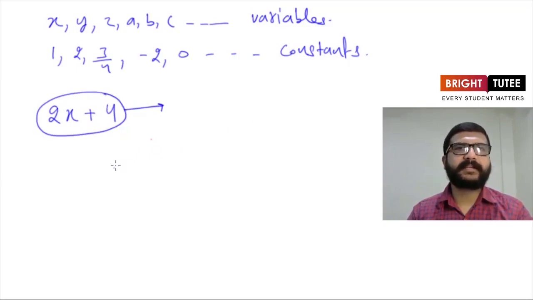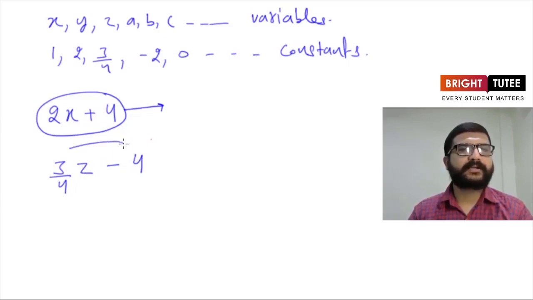Similarly, can we form another algebraic expression? Yes, we can. So let's take 3 upon 4 z minus 4. Now here 3 upon 4, a constant, was multiplied with variable z, and then we have subtracted 4 from this product. Now again an algebraic expression is formed.